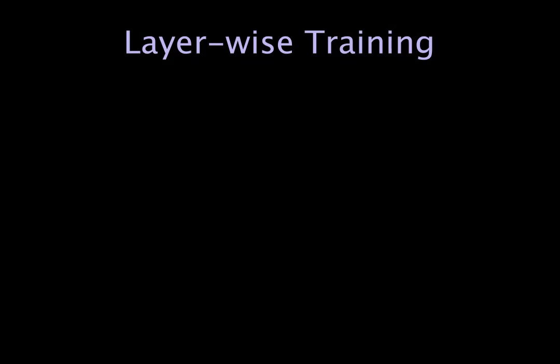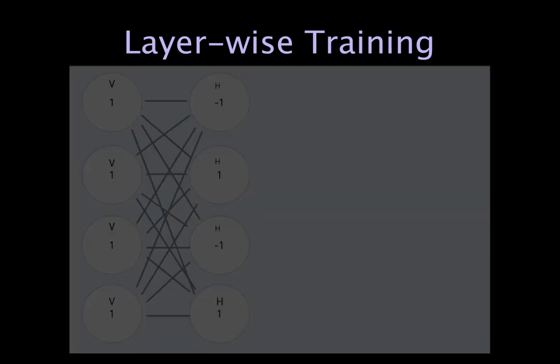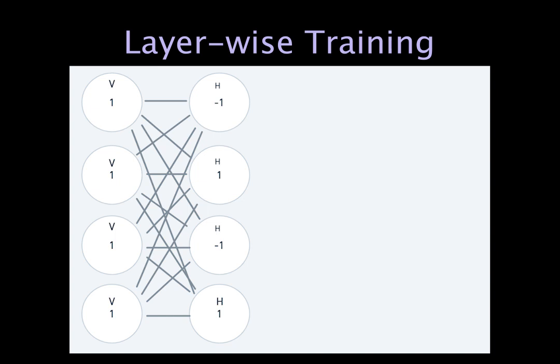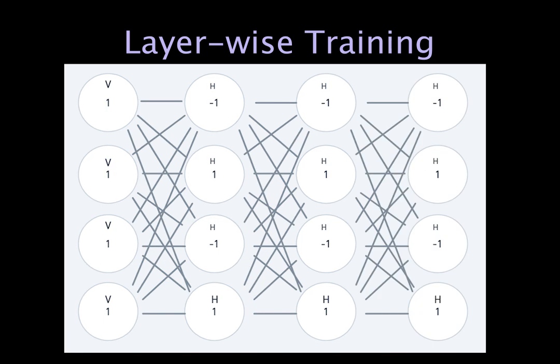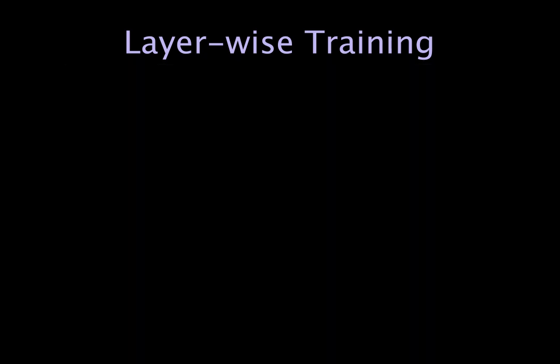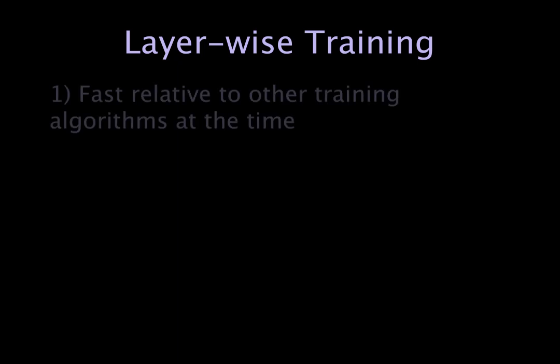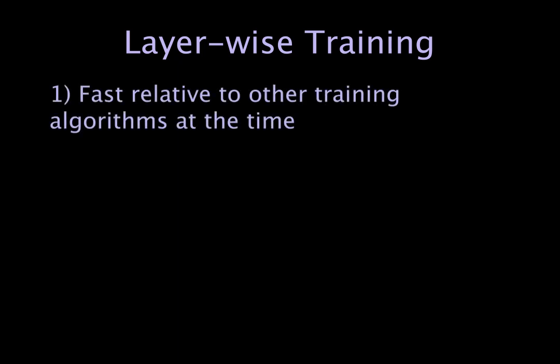Layerwise training is relatively simple. One hidden layer at a time is trained identically to how RBMs are trained. So essentially, the algorithm just stacks RBMs on top of each other, where the previous RBM's output is the input for the next RBM. This algorithm was valuable, one, because it was fast compared to other methods, and two, because it's a very consistent and stable training algorithm.